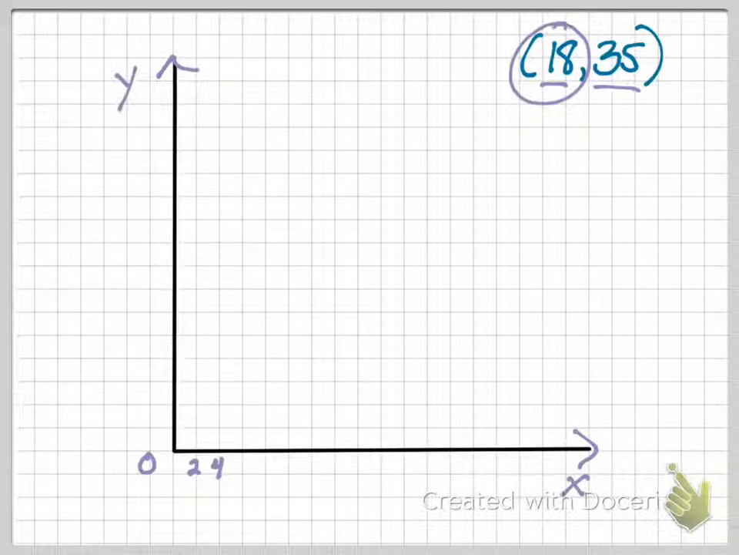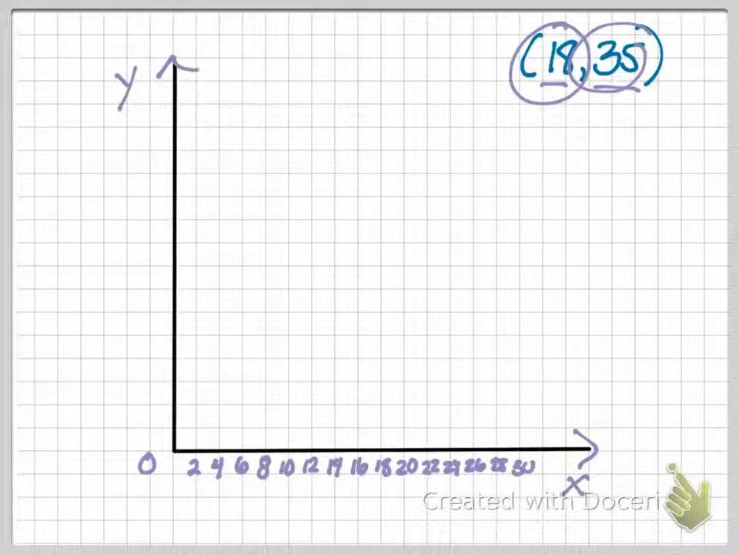Remember, this is our x coordinate. 6, 8, 10, 12, 14, 16. Keep going. 20. So you should be putting these in as well. 22, 24, 26, 28. We'll stop at 30. Okay?